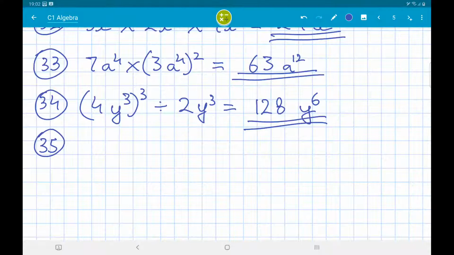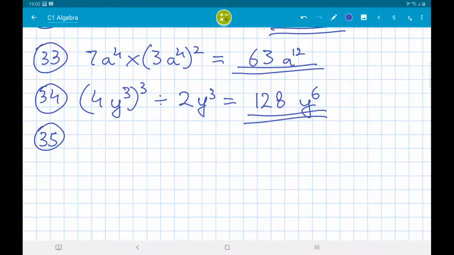35. This is the answer to sort of simplifying, FYI. It's not something that we just do now, the arrow. Right, 2a cubed divided by 3a squared multiplied by 6a to the 5.